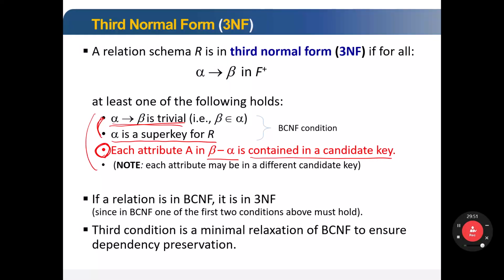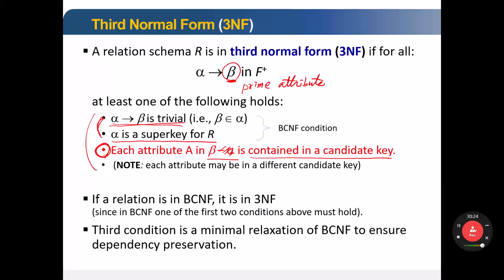Oh, what does this mean? Again, no need to worry about this minus alpha. Once you eliminate the redundant attribute from both sides, you don't need to worry about alpha. Just look at beta. And you need to check whether this beta is a prime attribute. What is a prime attribute? I didn't explain what a prime attribute is so far.